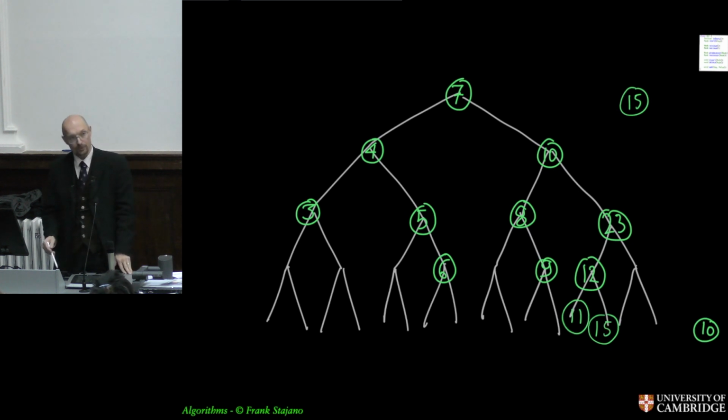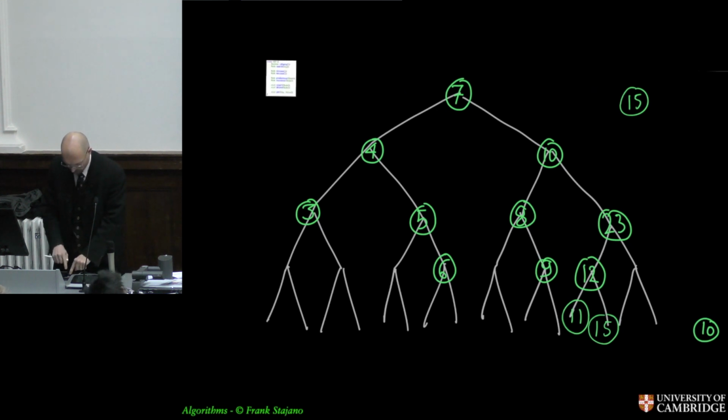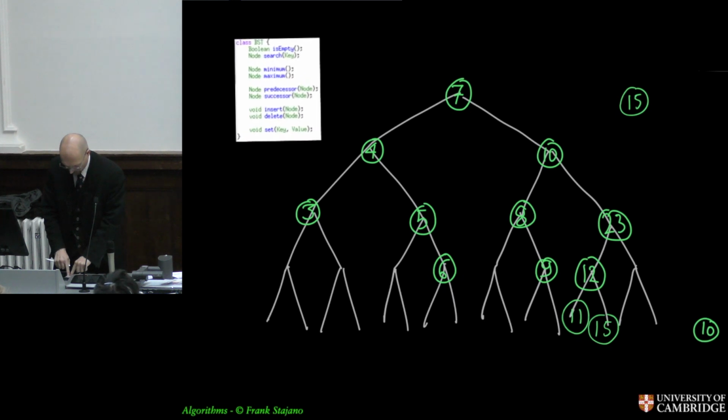This is the procedure for searching and the procedure for inserting. If I consider my binary search tree as a type, then a class, this will have some methods, one of which will be search, one of which will be insert.